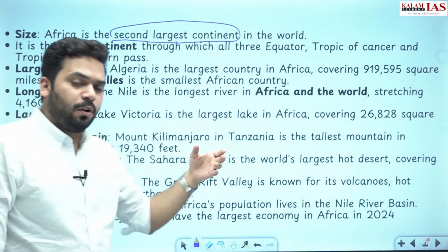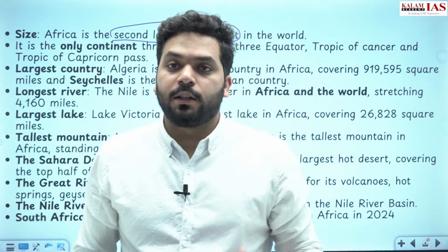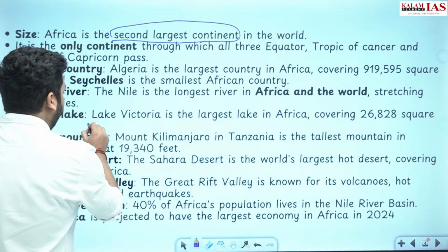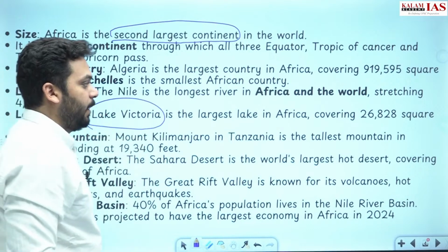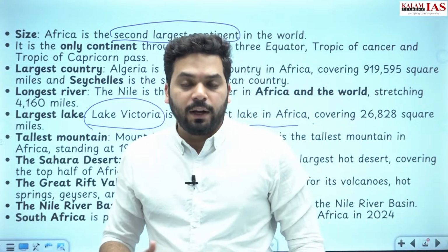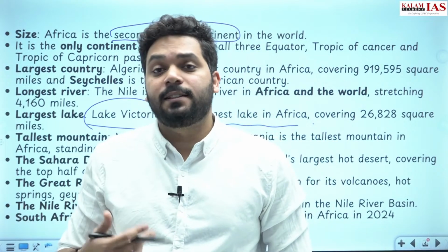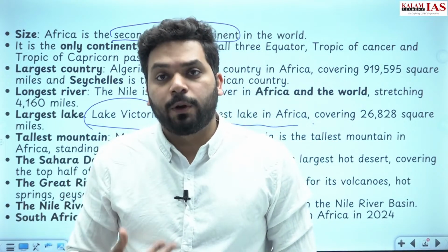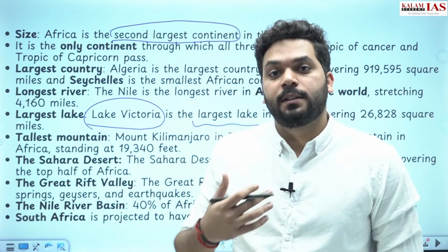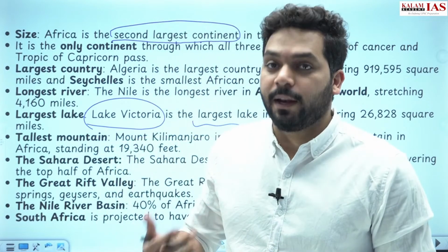Longest river: the Nile is the longest river of Africa. It is the longest river of the world, so it automatically becomes the longest river of Africa. Largest lake is Lake Victoria. You must have heard a very interesting fact about Lake Victoria, that it is the only lake through which the equator is passing. And it is the second largest freshwater lake in the world after Lake Superior. Lake Superior is in North America.